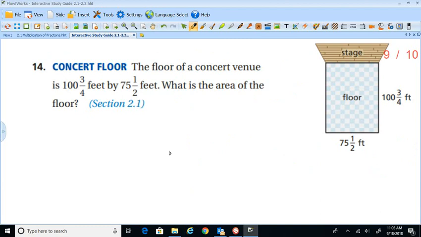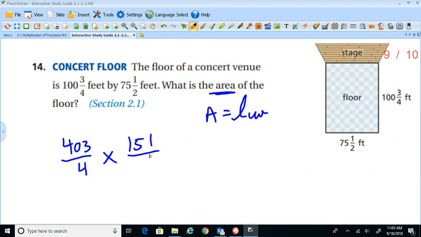Number 14, here's a concert. Here's the setup, the floor, and the stage. They tell you what the floor, the dimensions are. They want to know what the area is. Area, as you should know from 5th grade, is simply length times width. So 103 1/4 becomes 413/4 times the width, 75.5, becomes 151/2. And now I multiply, and I cannot cross simplify it at all, which is not fun for anyone.